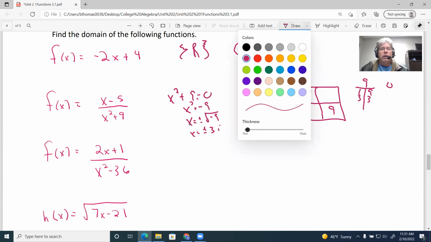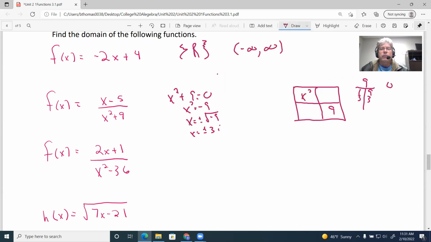So since I didn't get a real number solution on the bottom, our domain again is going to be the set of real numbers, or the set of R, or we can use the interval notation from negative infinity to positive infinity to represent the set of real numbers. So again, there is no domain restriction on that one.